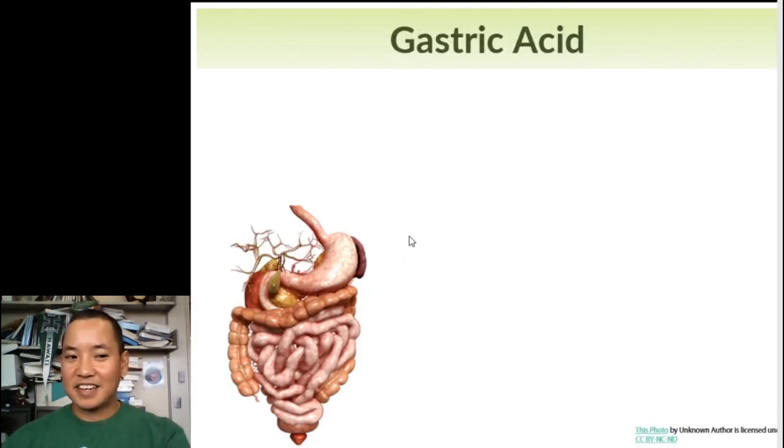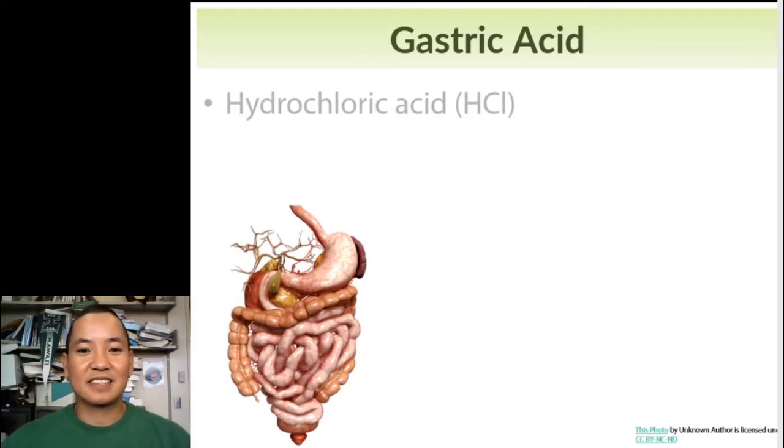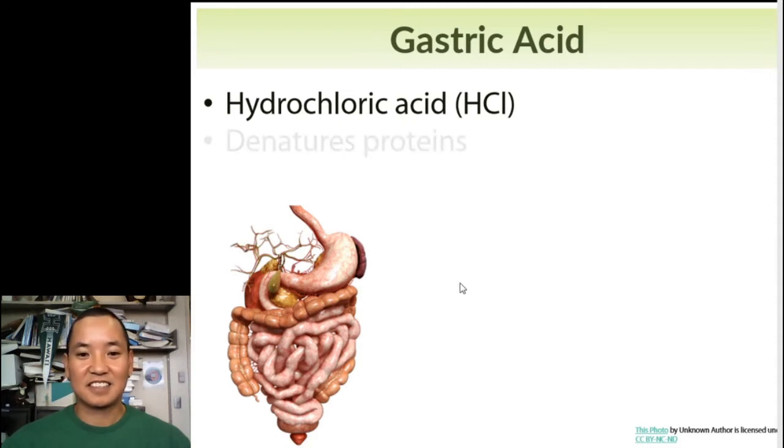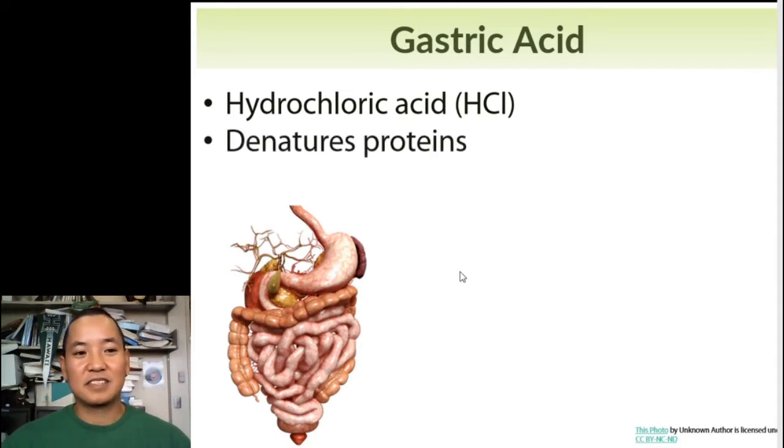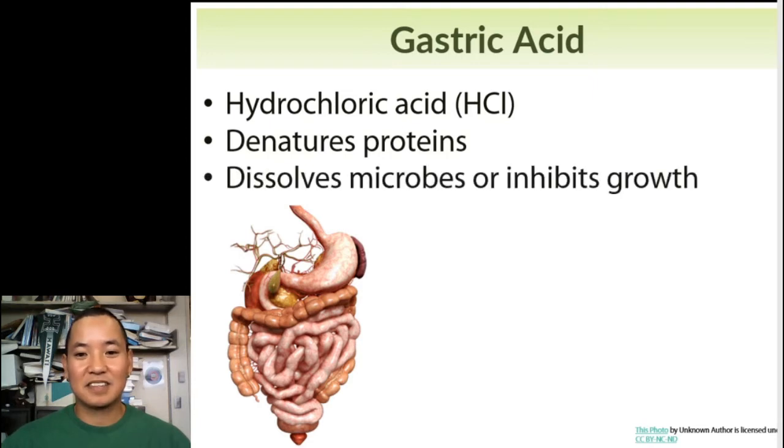So gastric acid. When you have that prefix GAST, gastro, that refers to the stomach. So this is stomach acid. Most of gastric acid, the main acid in that, is hydrochloric acid. So again, very acidic, it releases a lot of protons, aka hydrogen ions. So what does this do? It denatures proteins, but not only that, it dissolves microbes or inhibits growth.